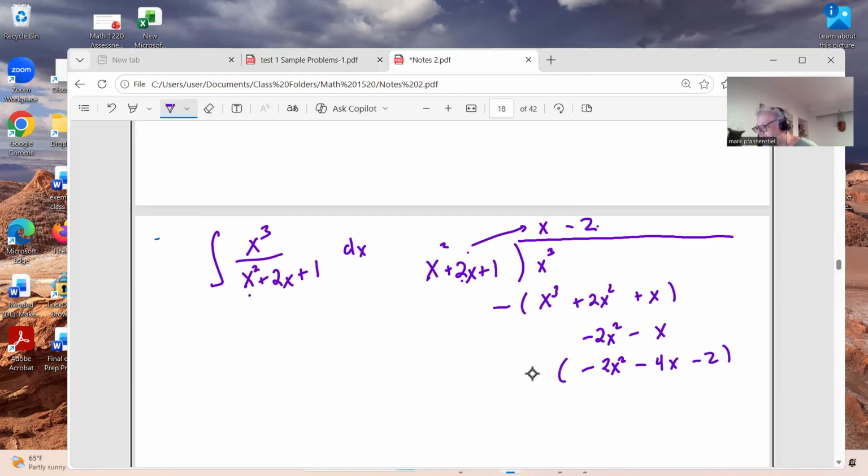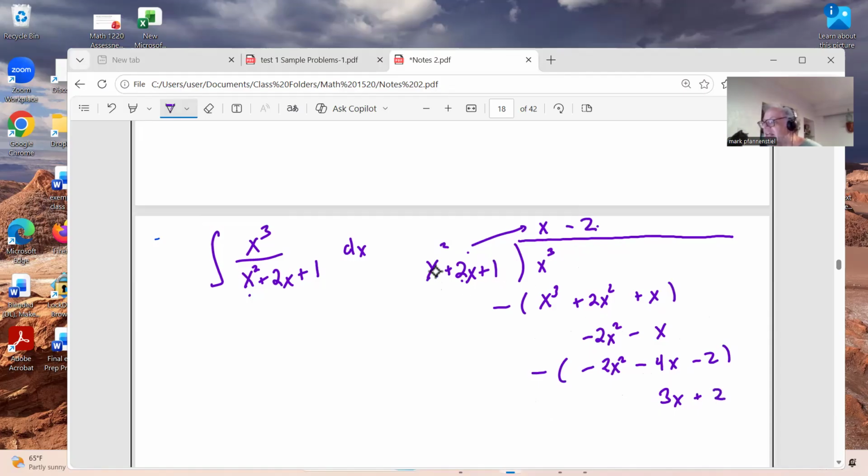And again, we're going to subtract. We're subtracting a negative. I'm taking away your debt. So negative 2x squared minus a negative, that's 0. Negative x minus a negative 4x, we're adding 4x. 4x minus x, we get 3x. And then 0 minus a negative 2, we get 2.